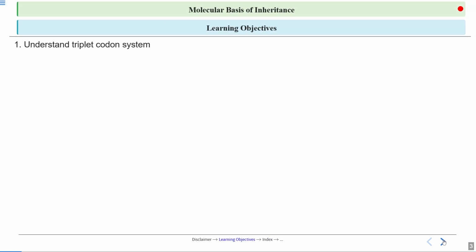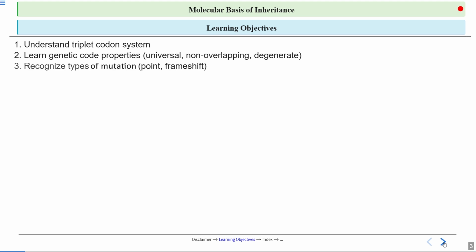So what are going to be today's learning objectives? First we will understand the triplet codon system. In this we are going to understand how this triplet codon is going to code for one amino acid, its property and many more things. Then we will learn about the genetic code properties, like how they are universal, non-overlapping, but degenerate. Everything we are going to understand in today's class.